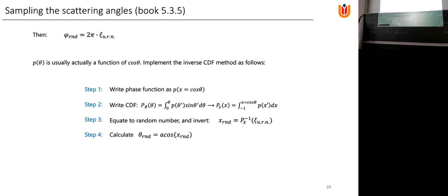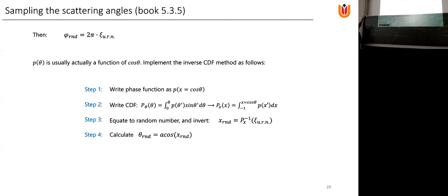So instead of integrating this with the cosine squared over sine theta d theta, we can integrate this much simpler one just over x. And of course, we also have to then change the integration boundaries. If theta is 0, then cosine theta is 1. If theta is pi, then cosine theta is -1.